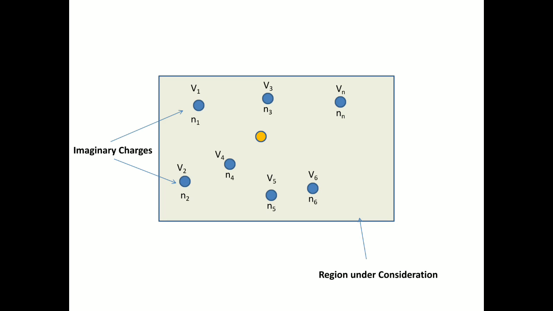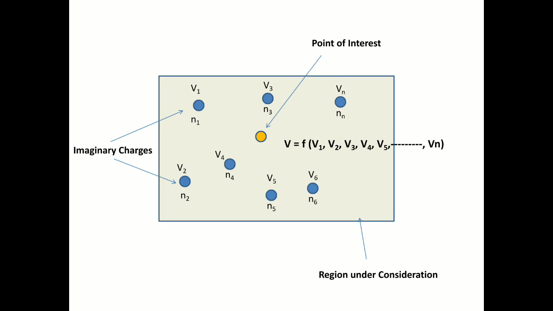And capital V suffix 1, capital V suffix 2, V3, V4 up to Vn indicate the net electric potential produced by respective imaginary charges 1, 2, 3 up to n. In the same way, this point indicates the point of interest, or you can say this is the point where we are interested to calculate the value of electric potential using charge simulation method.